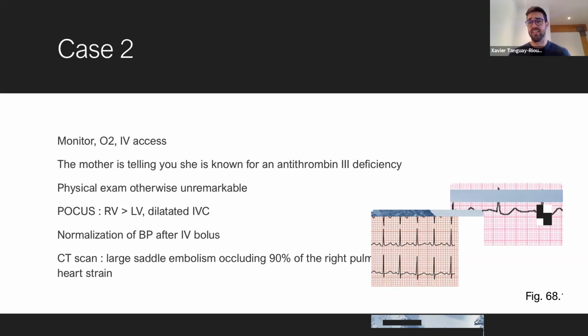This is a kid I saw at the children's hospital. It was a very interesting case. They don't see a lot of PE at the children's.